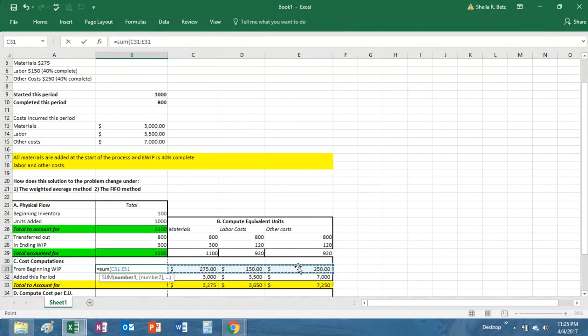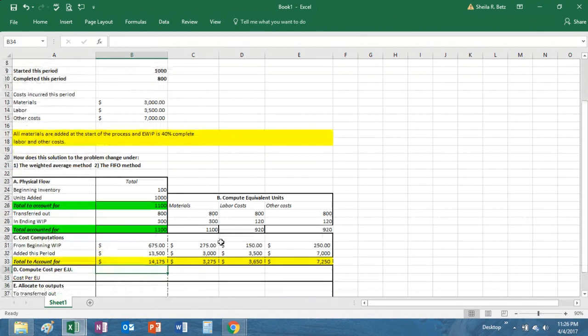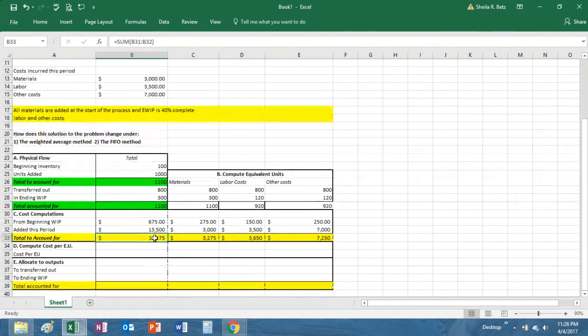I also need to come up and sum up the rows. So from beginning inventory, we had $675, and from that was added this period, we had $13,500. So the total cost we have incurred for all the work done on these units is $14,175. This is the key number. This is the total cost that we are going to be responsible for dividing up to how much of this $14,175 was in these 800 units that we completed and transferred out, and how much of this money is in those 300 units that's left in ending inventory and that is not finished.